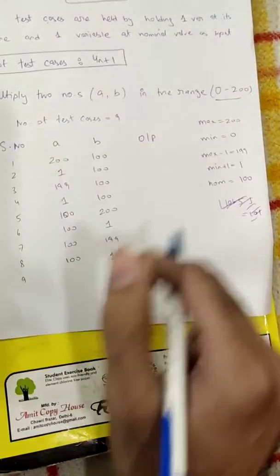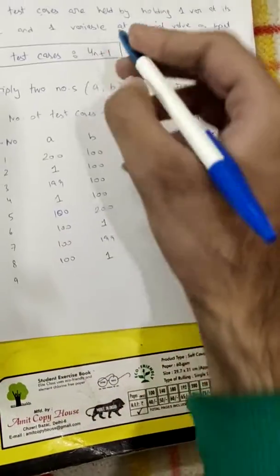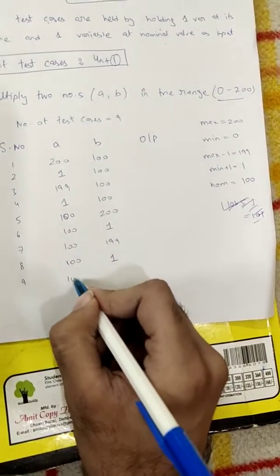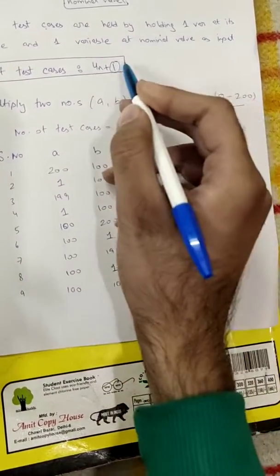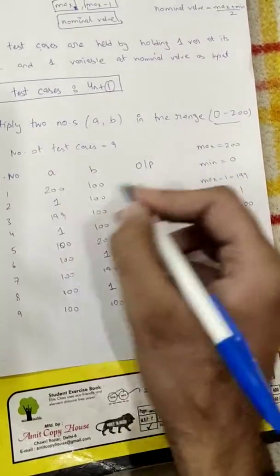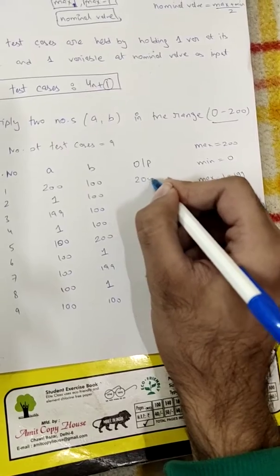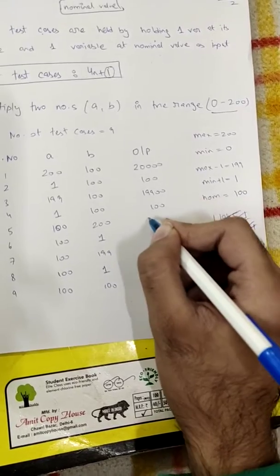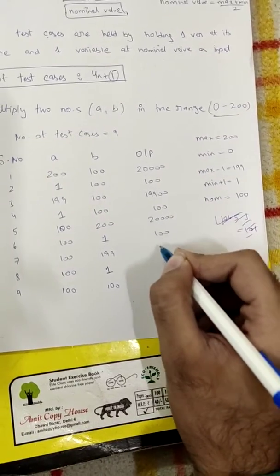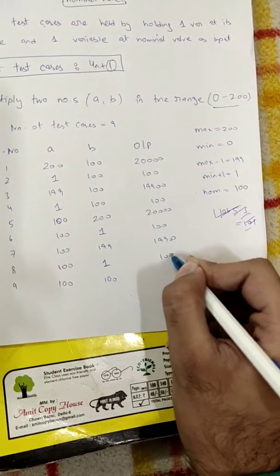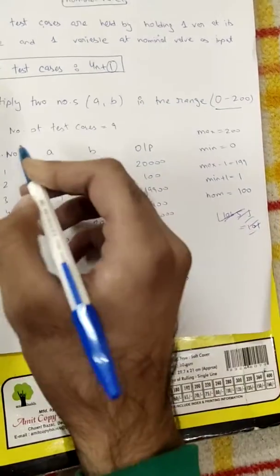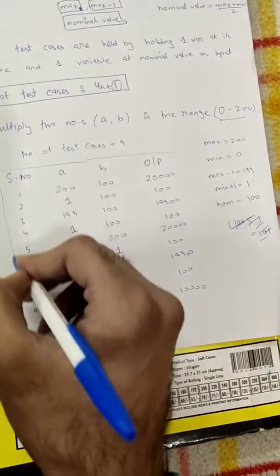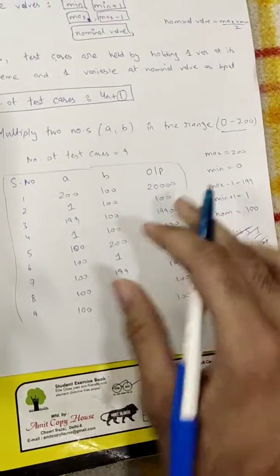You will see that we have got 8 test cases, but number of test cases should be 4n plus 1. This one test case is nothing but when both have nominal values, that is 100 and 100. This is the last case, that is why 4n plus 1 is here. So now we have to multiply and write the output. It's nothing but 20,000, 100, 100, 20,000, 100, 100 and 10,000. So this table, we have to draw this table only. Now all our test cases have been generated.